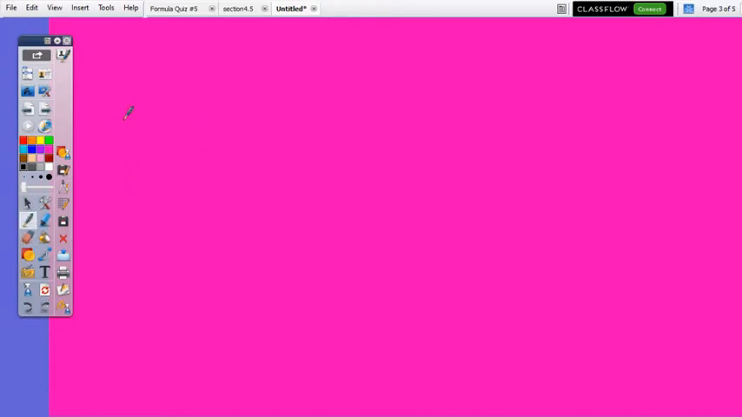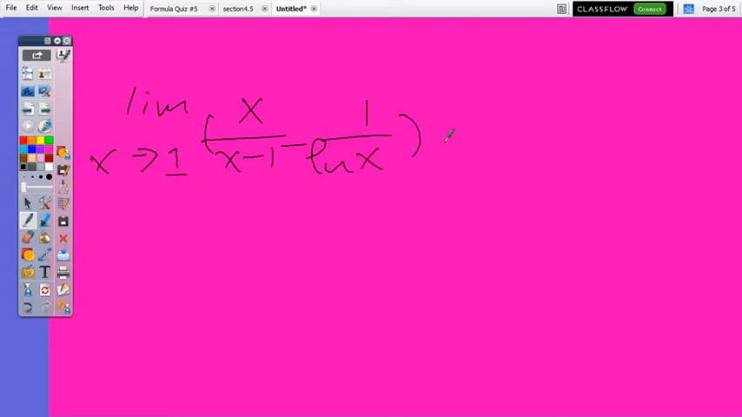Okay, so here's another problem I would want to talk about today for L'Hopital's rule. It's the limit as x goes to 1 of the function x over x minus 1 minus 1 over natural log of x. First thing you want to do is combine all these terms together. Once you combine them, we have x natural log of x minus the quantity x minus 1, all over x minus 1 times natural log of x.